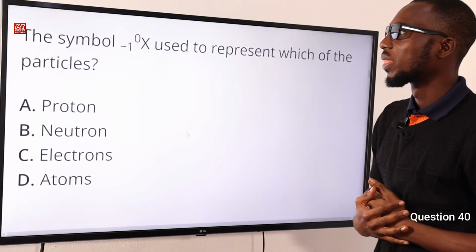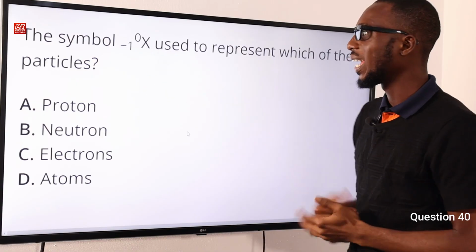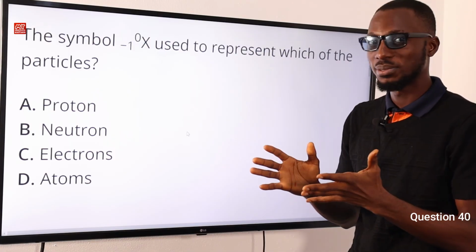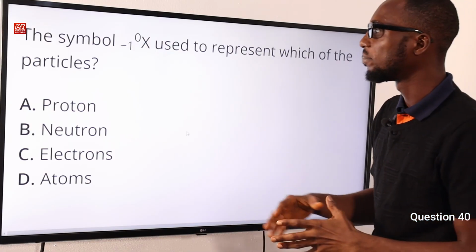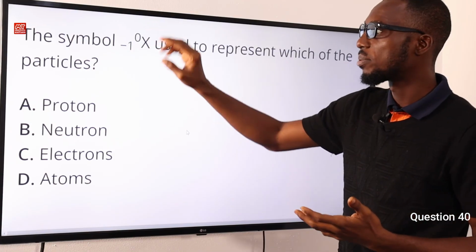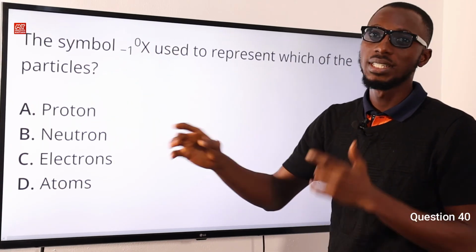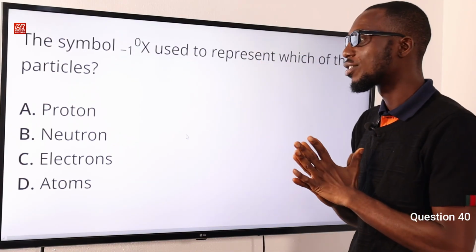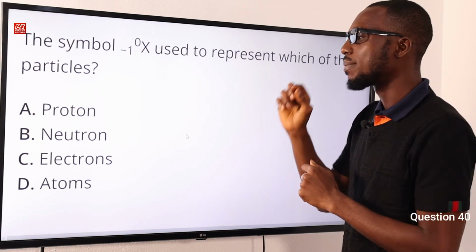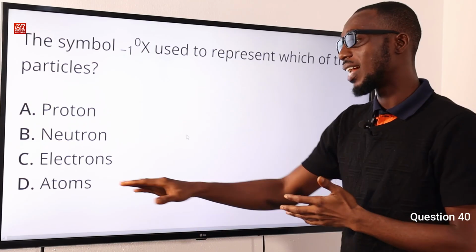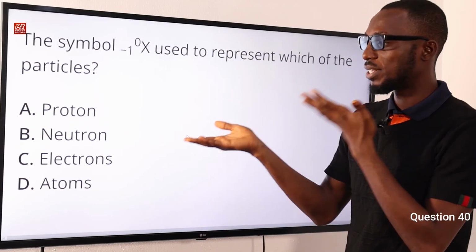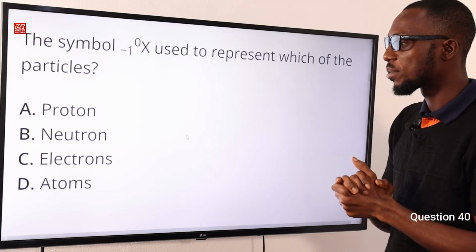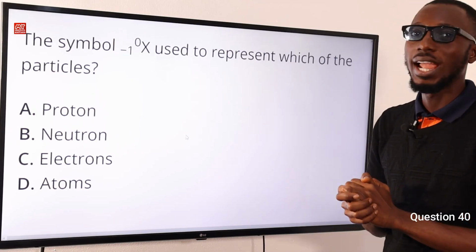Question 40. The symbol 0, -1, and x is used to represent which of the following particles? This represents an electron. Electrons have an atomic mass of 0 and a charge of -1. Proton, mass of 1, charge of +1. Neutron, charge of 0 and mass of 1. Then atoms are a balance of the charge of the electrons and the charge of the protons, negative and positive. So the correct option here is option C for electrons.